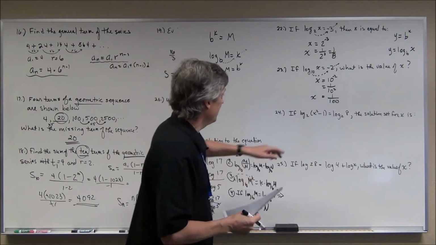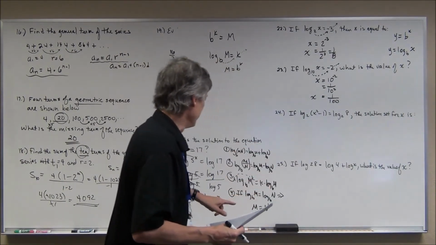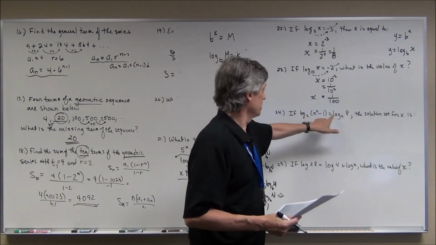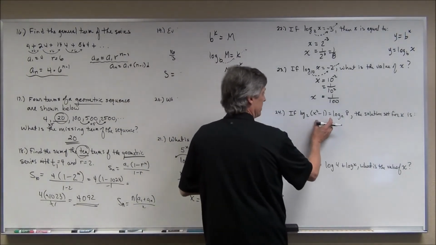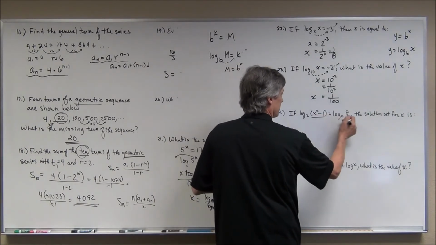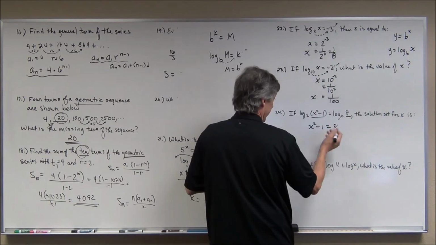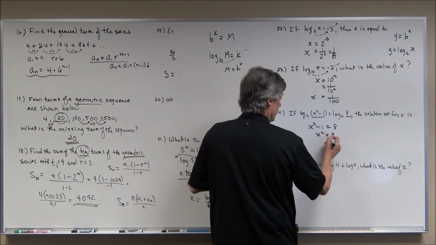All right, I have 2 more here. Now this guy here kind of uses this guy here. I have the same base log, and they're set equal, so the log of something equals the log of something. The somethings must be equal. So I can jump right away to this. I can add 1. I can take the square root of both sides. I get plus or minus 3.